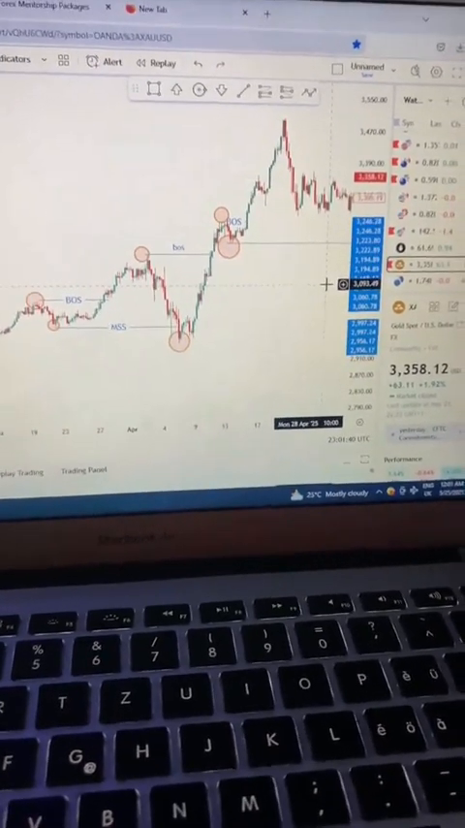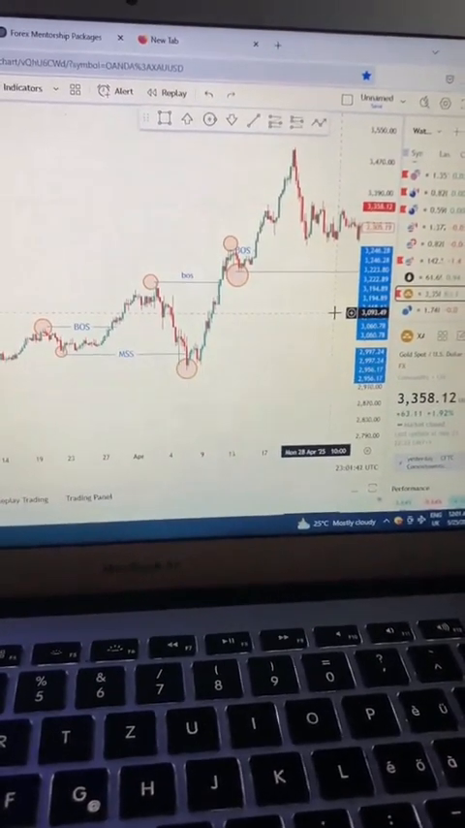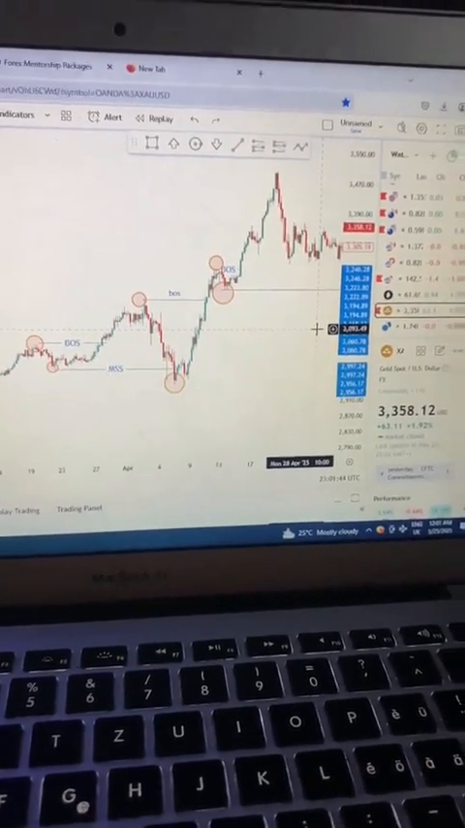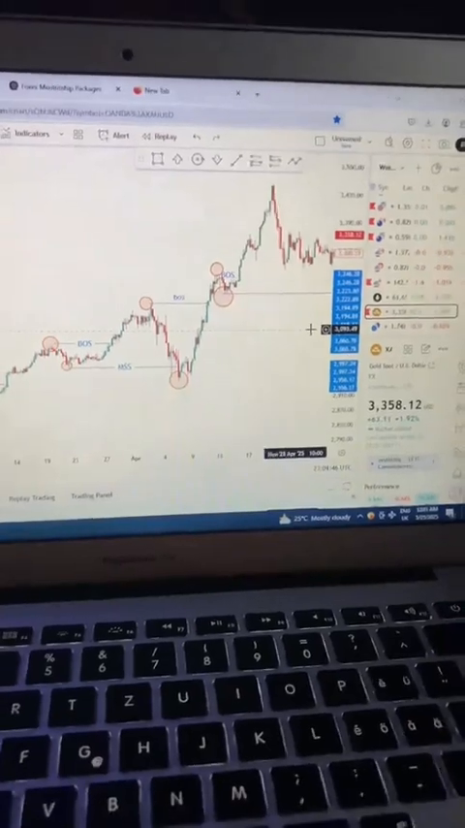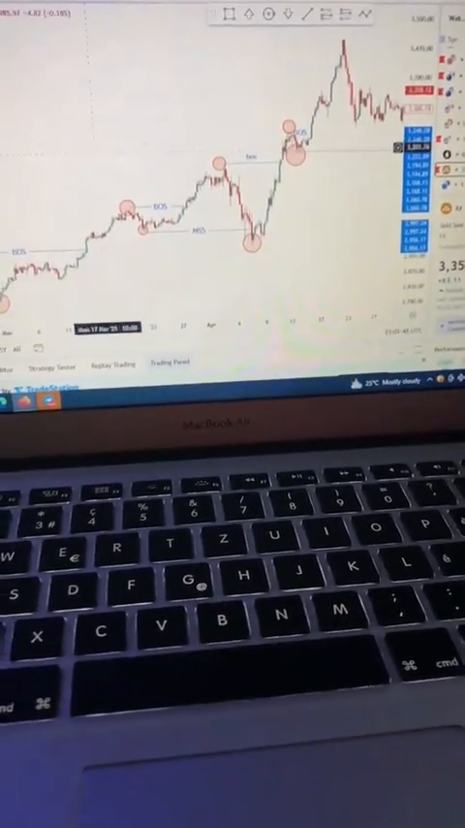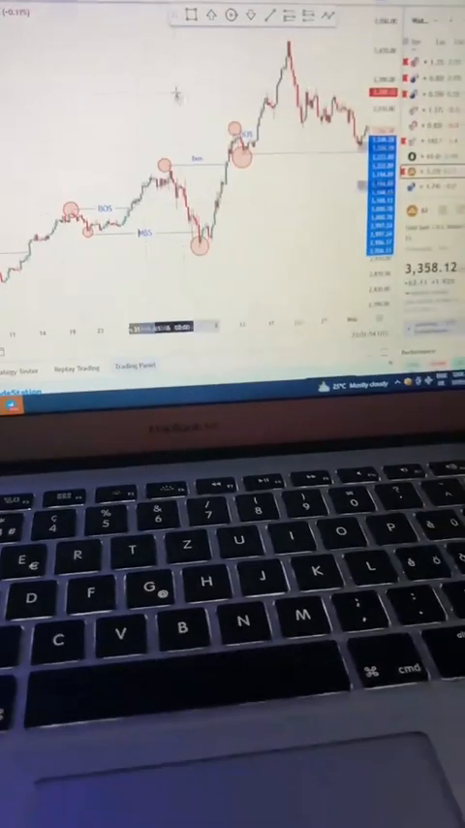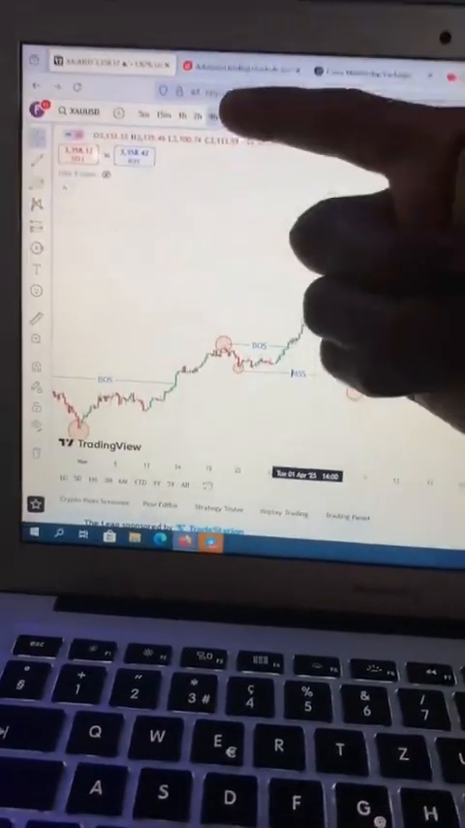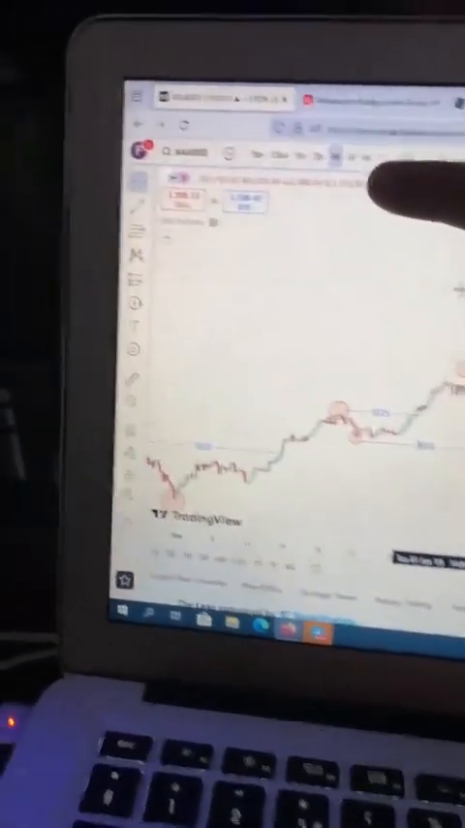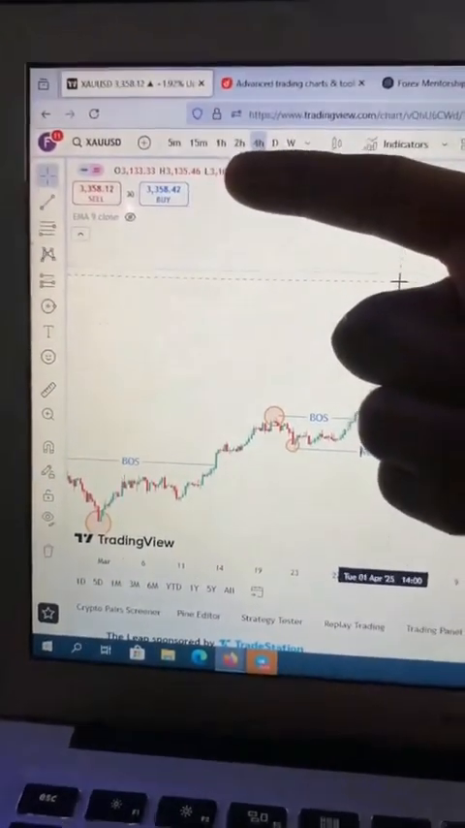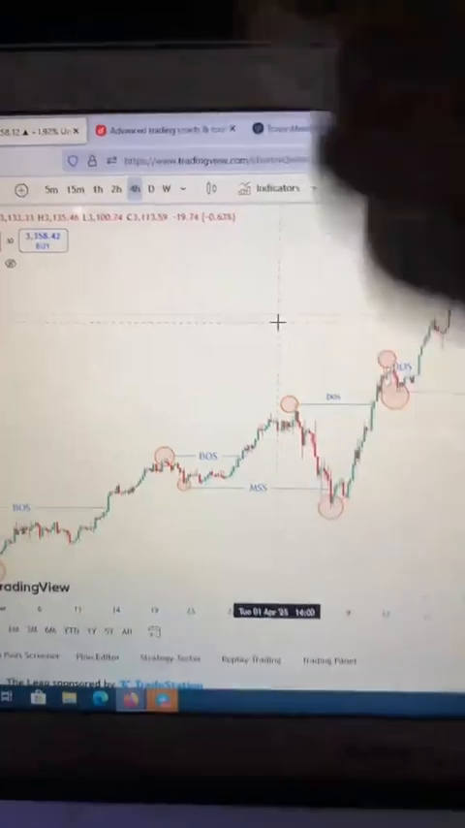I said another characteristic to consider is a permanent break of structure or market structure shift. What do you see? Break of structure, break of structure, break of structure. And don't forget, it must be found in your higher time frame. This is 4 hours. I'm not analyzing this market from the 15 minutes time frame. I'm taking this analysis from the 4 hours time frame, so it must be found in your 4 hours time frame.